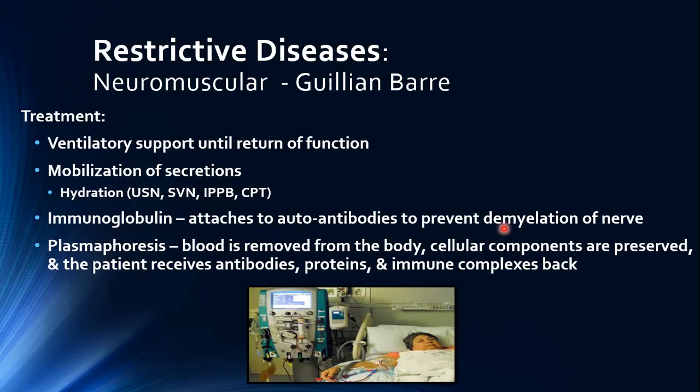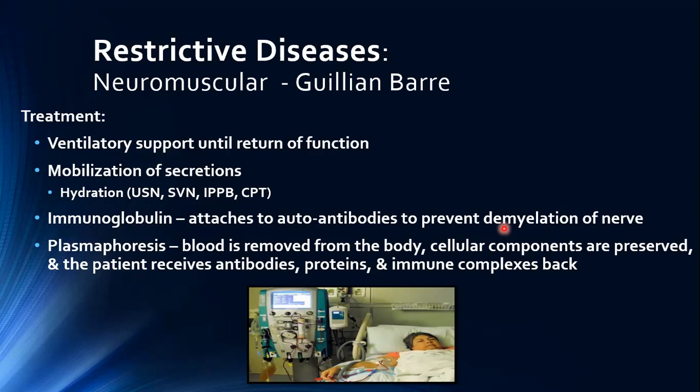And then finally, plasmapheresis. It's kind of like dialysis, right? All the blood is removed from the body. The cellular components are preserved, and the patient receives antibodies, proteins, and immune complexes back. So they take the blood out of the body, and they keep the cellular components there, and they add antibodies, proteins, and immune complexes, and then flush the blood right back into you.